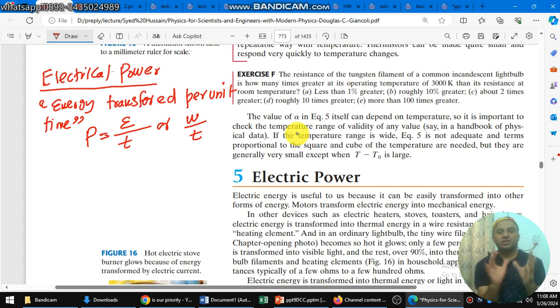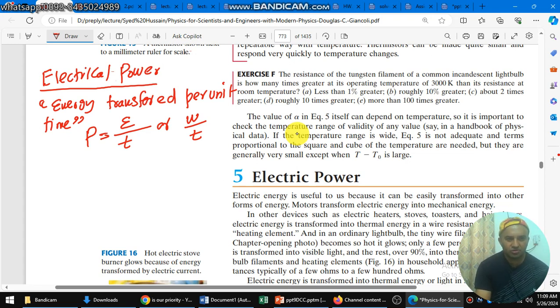So in household things, for example, a bulb uses 20 watt. These watts are basically the energy they consume. Just like an iron consumes 1000 watt. So these watts mean how much energy they consume. Okay, so power is defined as energy per unit time.